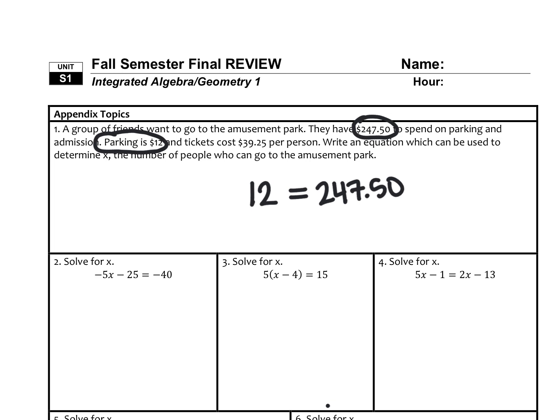And then tickets cost $39.25 per person. So that word "per" is your key to knowing that is your rate of change. So 39.25, and then it says determine x, which is the number of people you can take to the amusement park. And all it says is to write an equation. So we have done that, and then we move on.